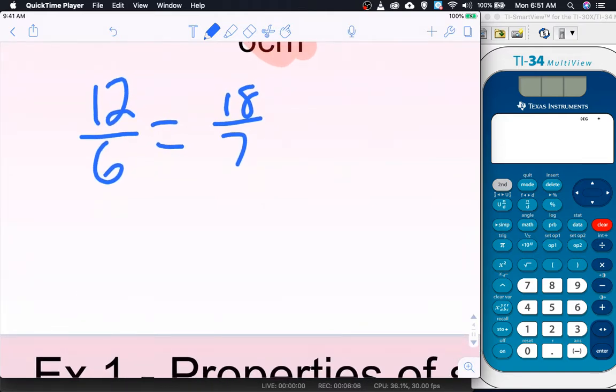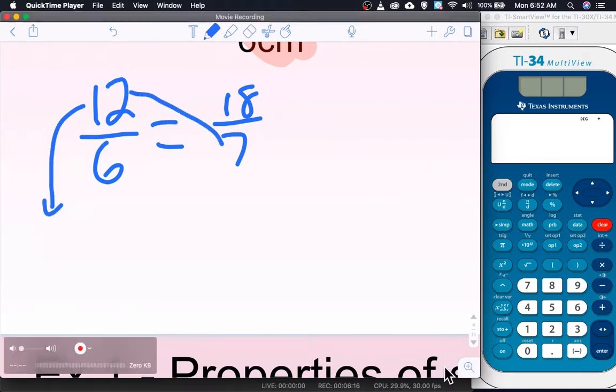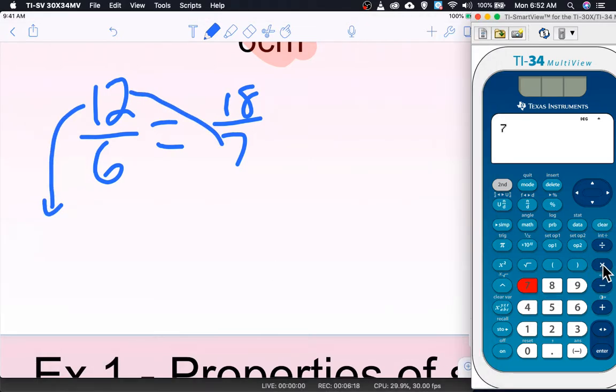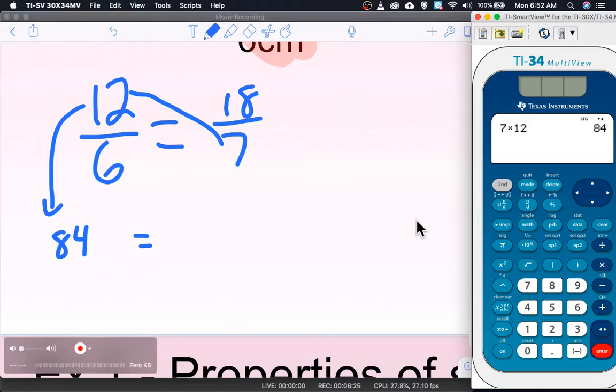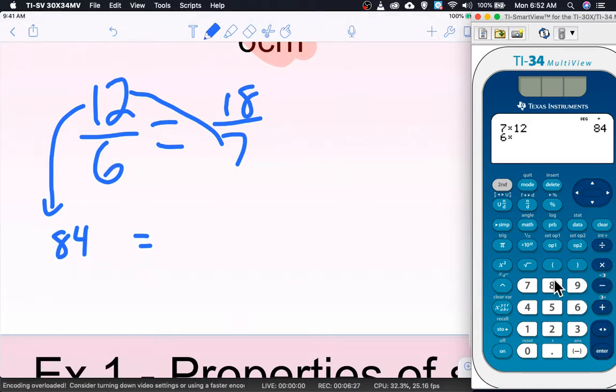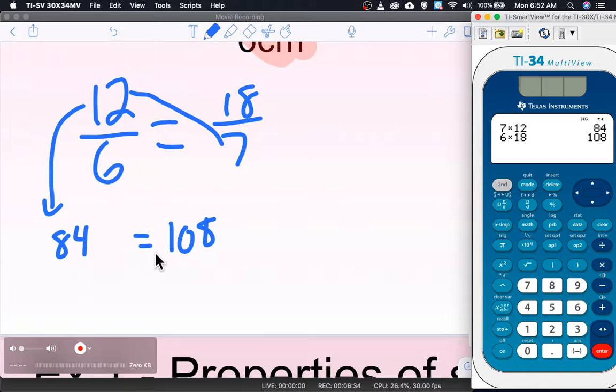What you do with them is you cross multiply. So we are going to take 7 times 12, which is 84, I think. There we go. And then we're going to take 6 times 18, 108. And uh-oh. We just found that these are not in proportion.